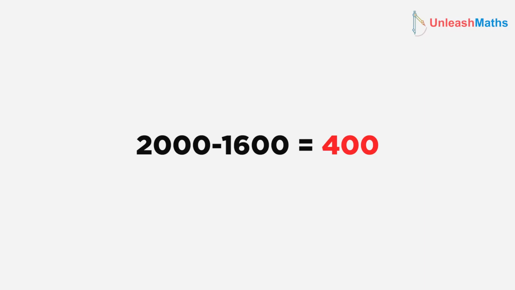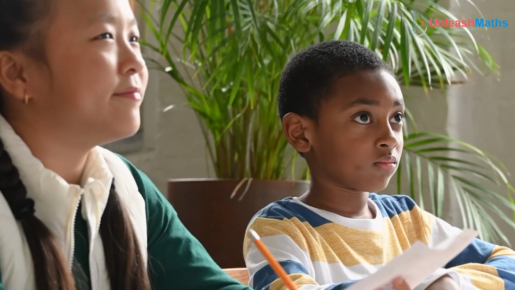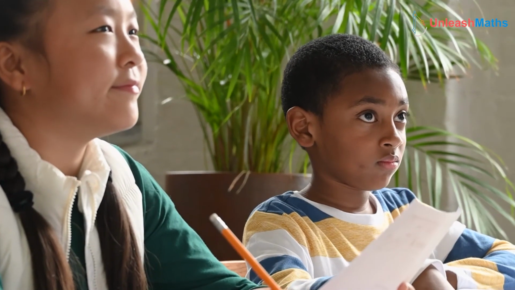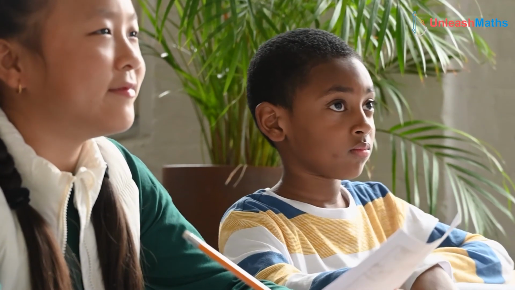Now comes the last step, that is solving for the answer. So the remaining amount is 2000 minus 1600. That is what he will be getting in return. So this is how we get the solution, by breaking the words into a mathematical equation. So this is how real life problems are solved using mathematics.